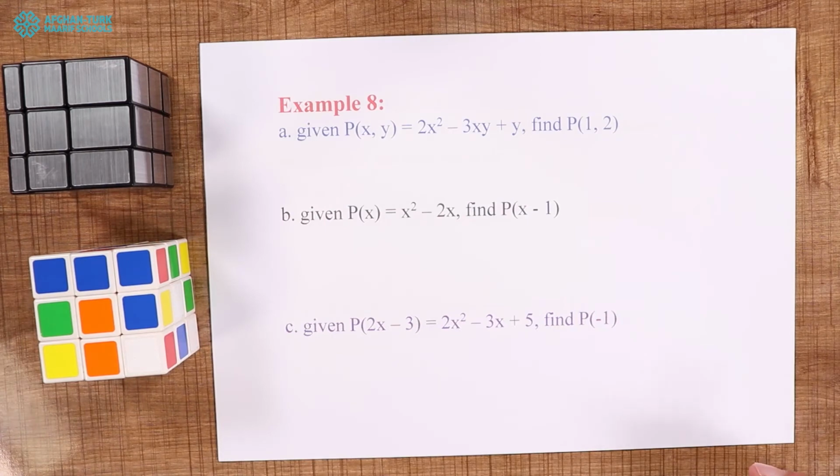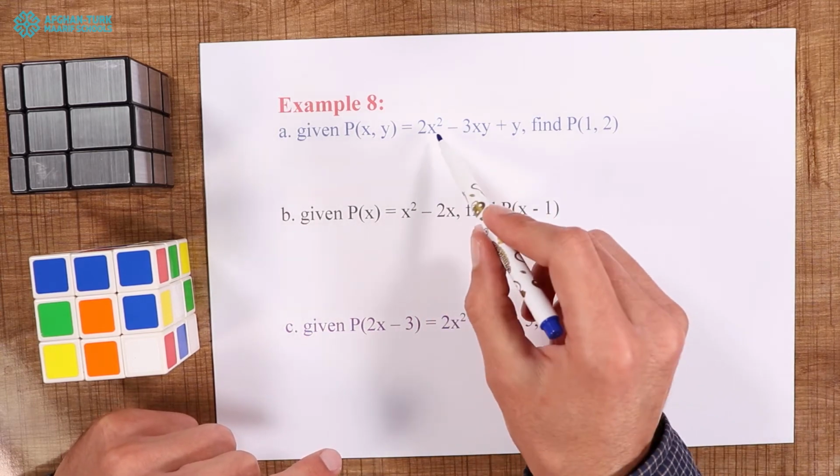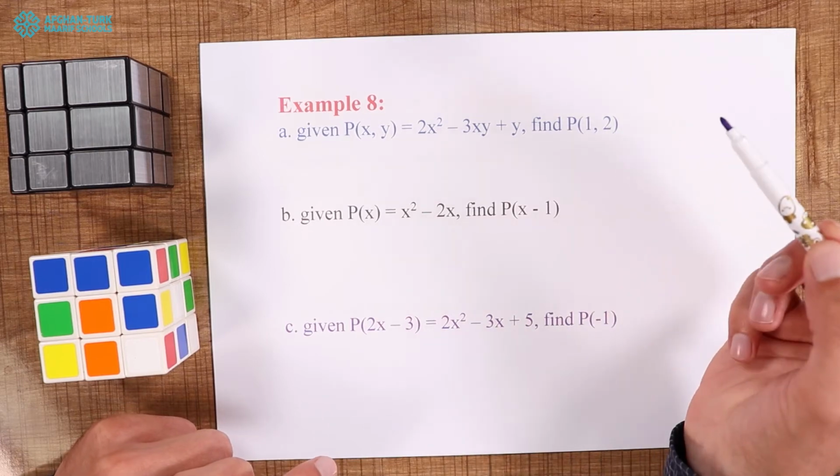For the next example, we have 3 types of question for placing value. First one, we have p(x, y) as this polynomial. We must find p(1, 2). What will be p(1, 2)?